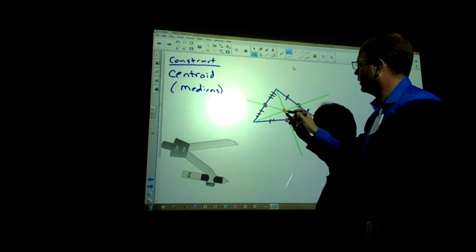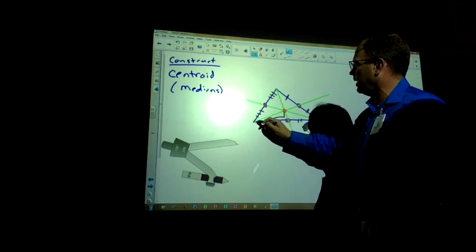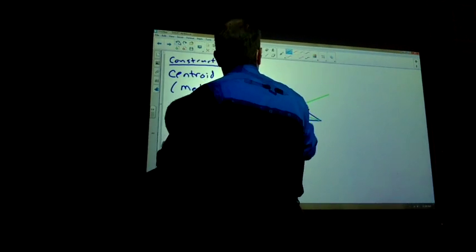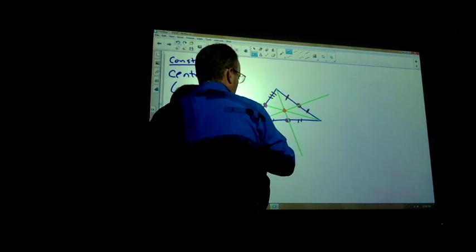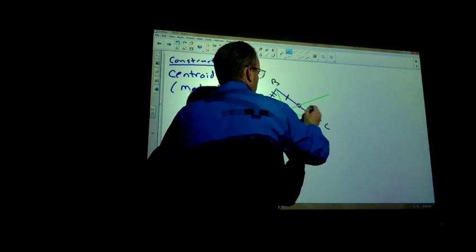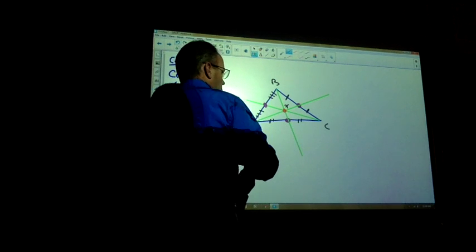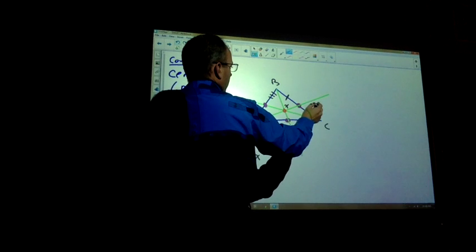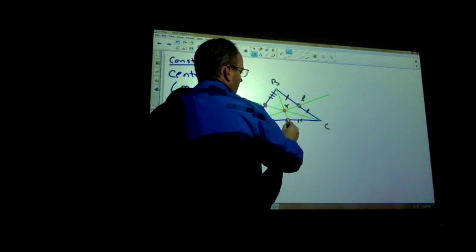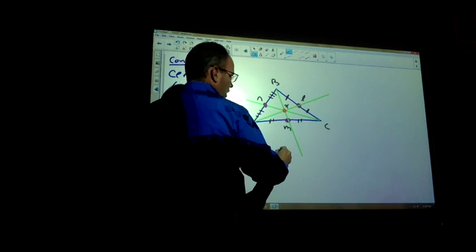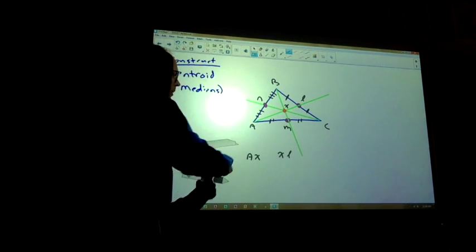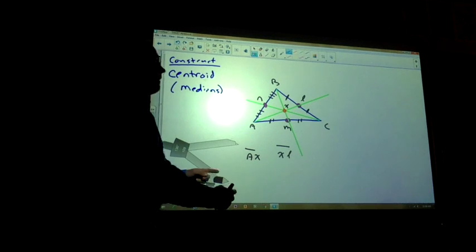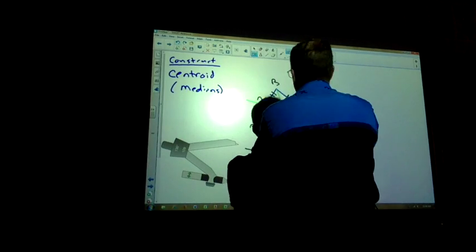What do I know about the distance from here, right here? If I have A, B, C, and I'll call this X, and I label this L, M, N, what can you tell me about the distance from A to X to L to N? What is the relationship between segment AX to LN, or XL? 2/3.